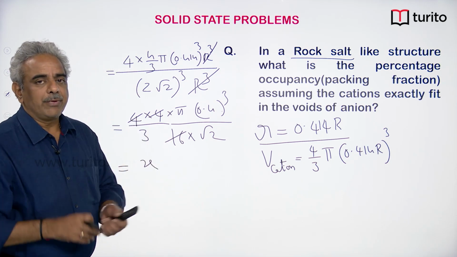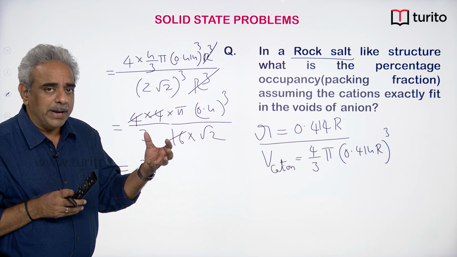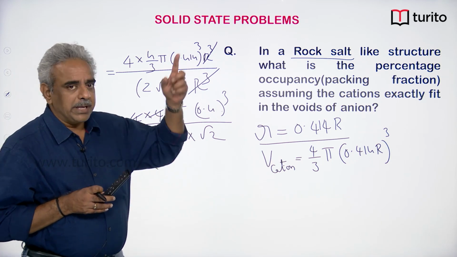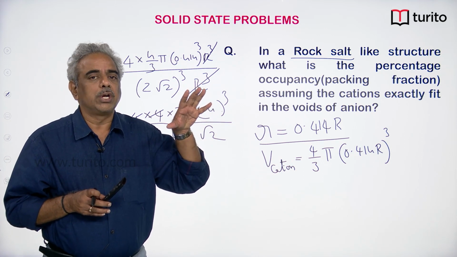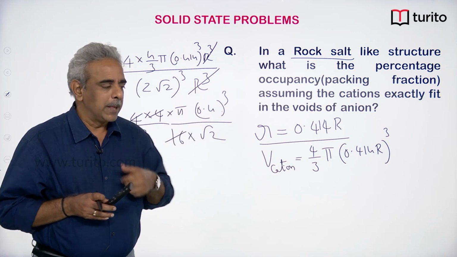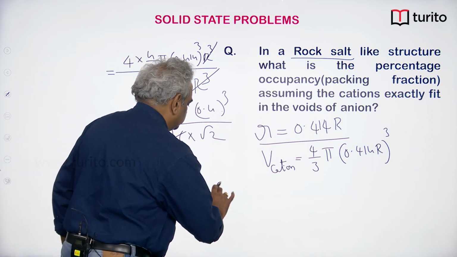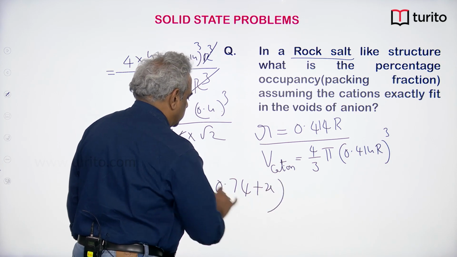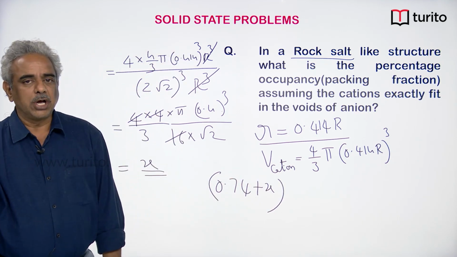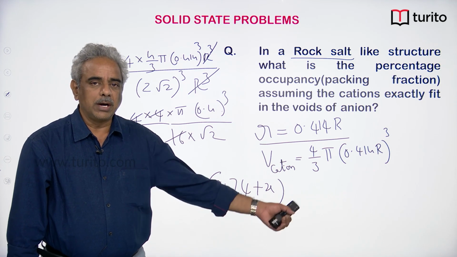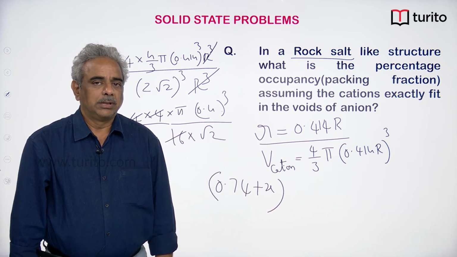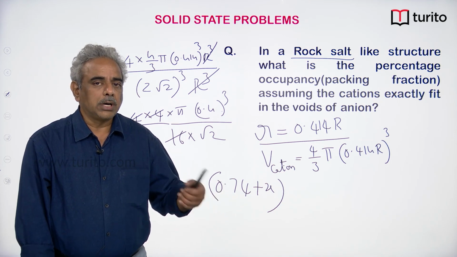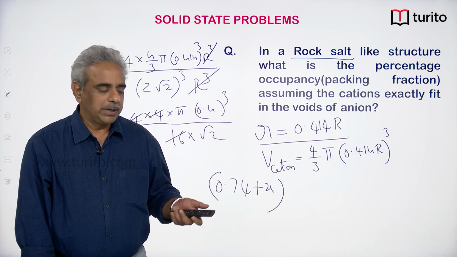What is this x? It is the fraction of space occupied by only the cations. The fraction of space occupied by the anions with effective radius is going to be 0.74. So, 0.74 plus whatever value you get here, multiplied by 100, will give the percentage occupancy. This is a beautiful question based on considering the octahedral void filling also, right.